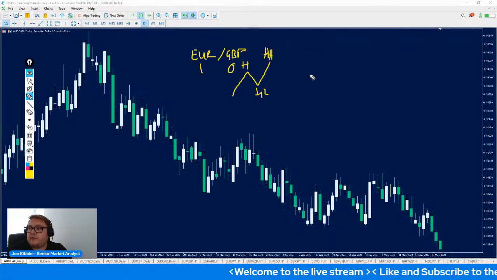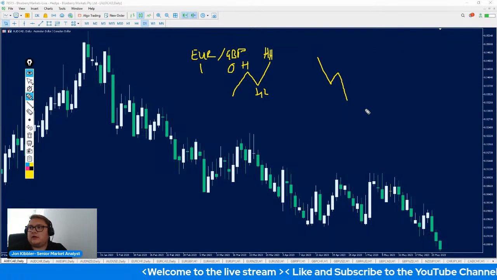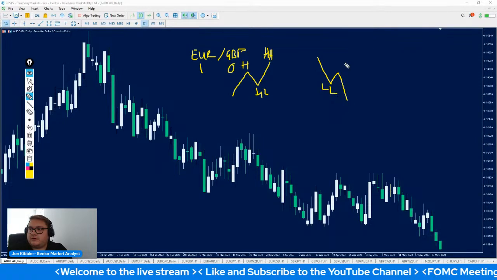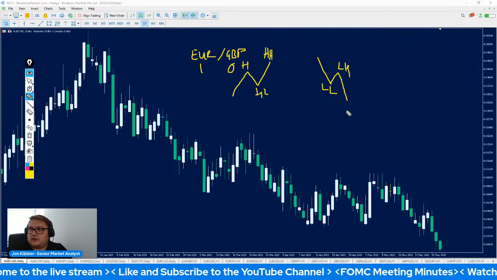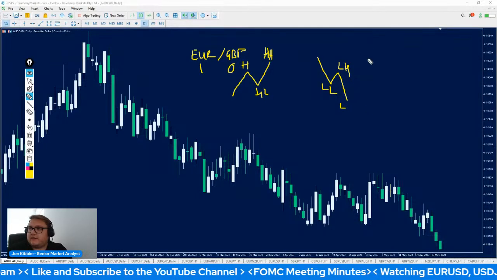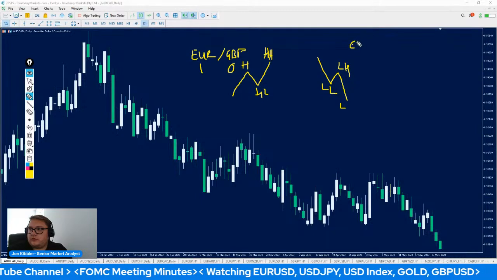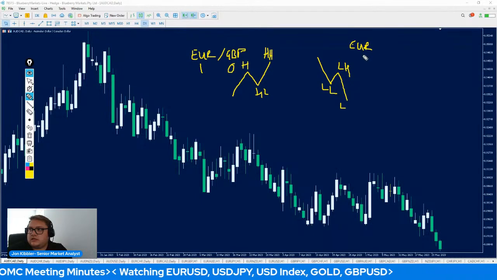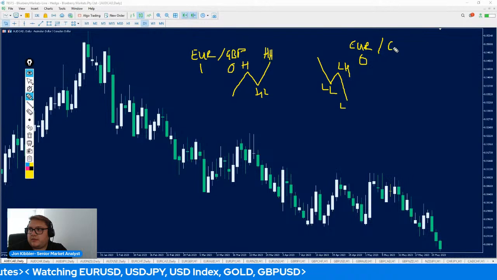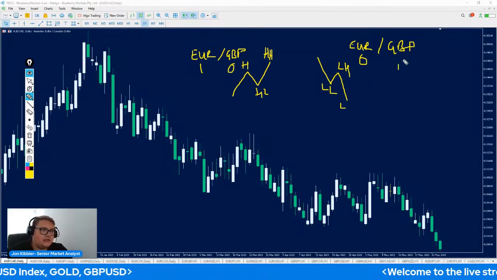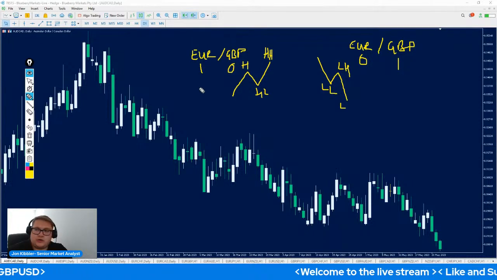Okay, if the market is in a downward trend, okay, and we're getting lower lows, lower highs, okay, new lows and things like that, and we're still on Euro pound, we would score Euro a 0, okay, pound a 1, because that's the opposite. Okay, that's the opposite. That's a downward trend and that's an upward trend.